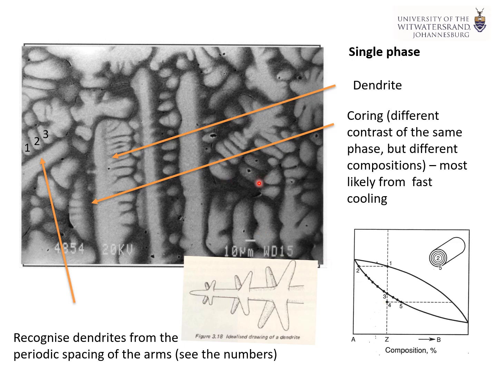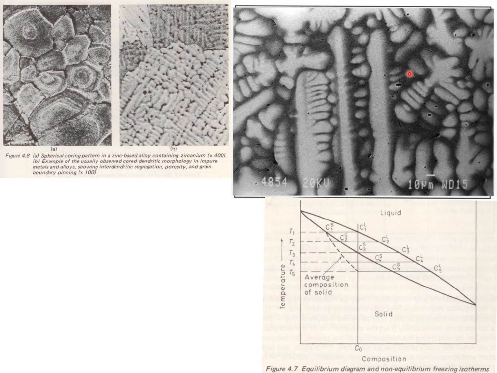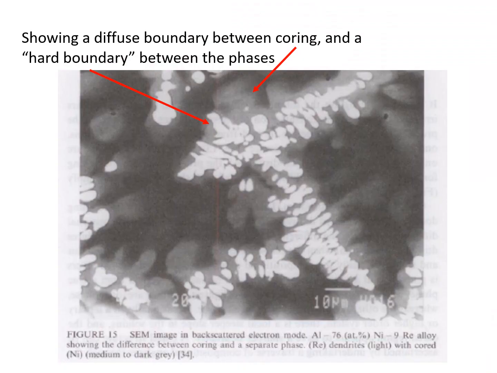This looks horrible, and it doesn't give good properties. So normally we would anneal that to get rid of that. Here's some more examples of the coring, same picture, and just showing how extreme it can be. And here you can actually see the cores. Okay, very nasty properties, so we tend to anneal those to get rid of that.